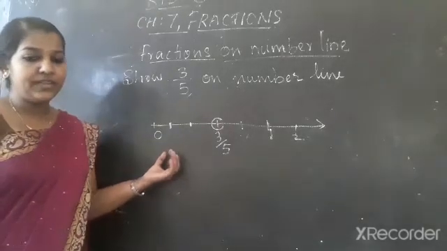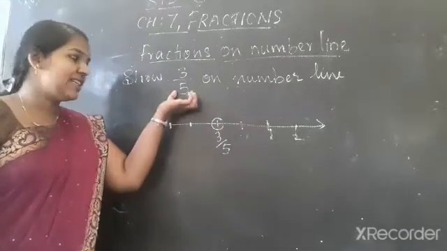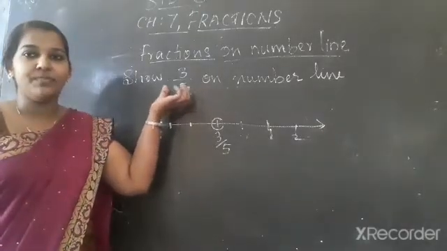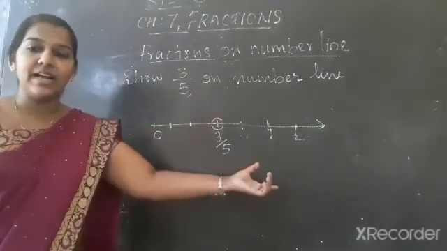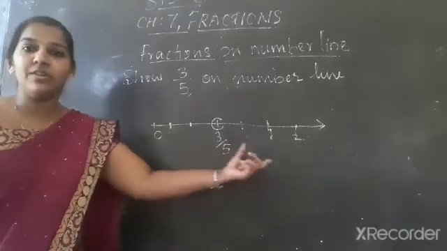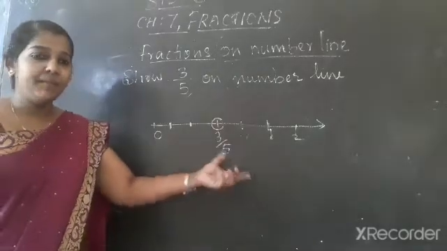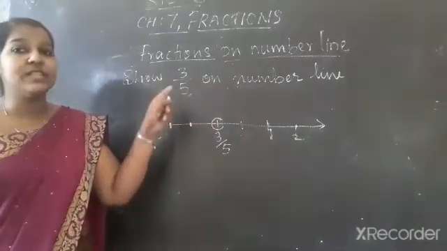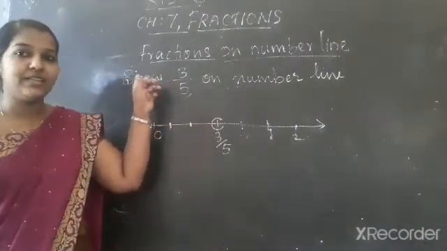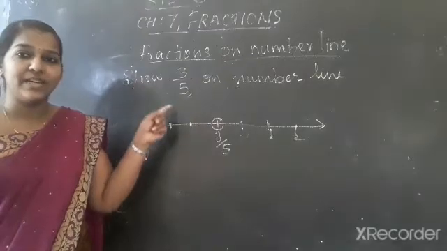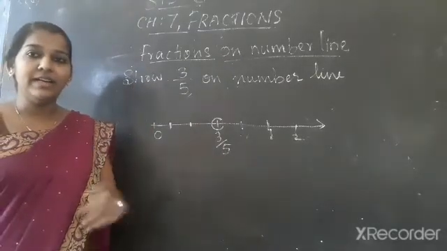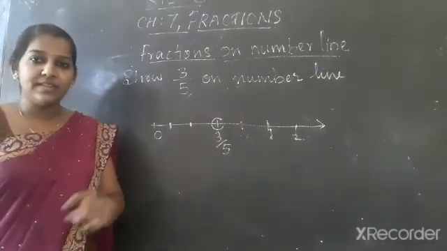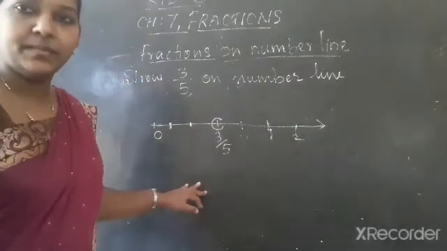Clear? So always, the number of parts in the denominator, that many parts you have to draw between 0 and 1. Then you mark the number which is above the line, that is the numerator. The number which is the numerator, you plot on those divisions. Okay, children, let's discuss another question.